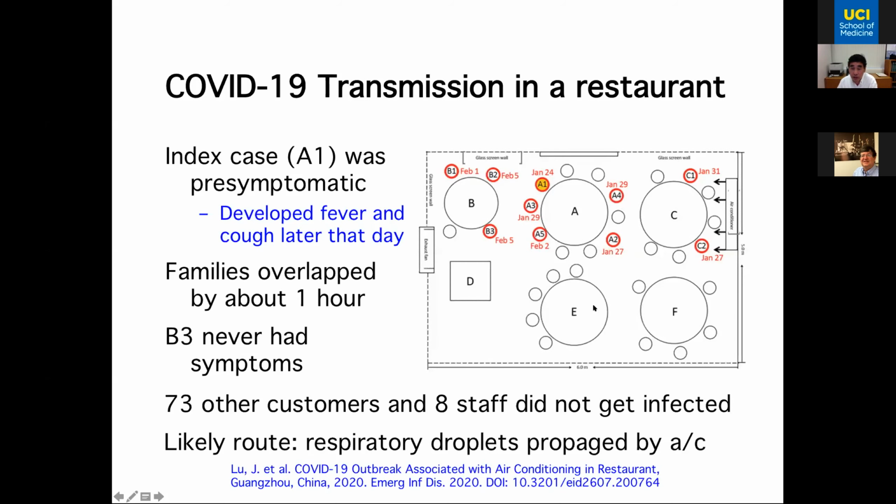That suggests that it's the respiratory droplets being blown in a certain direction by the air conditioner and not airborne all over the restaurant, which would also have infected individuals at tables E and F. And none of the staff got infected as well. So I think this suggests that it's really the respiratory droplets, but they can be spread in a certain direction by things like an air conditioner.